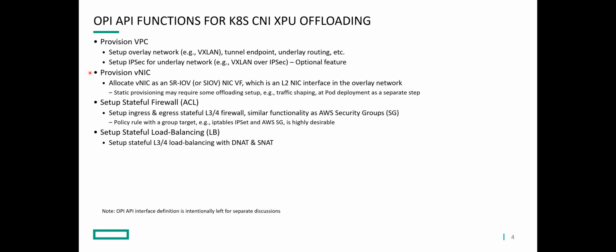And the second feature is to provision the VNIC. This is to allocate the VNIC as an SR-IOV or SIOV virtual function, which is the layer 2 NIC interface in the overlay network. I think the API needs to be flexible enough for the vendor to choose what underlying technologies, like SR-IOV or SIOV, they want to support. And I remember Billy was mentioning scalable functions as well. Is that falling in the same category?